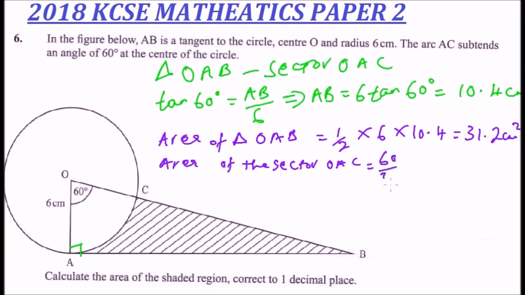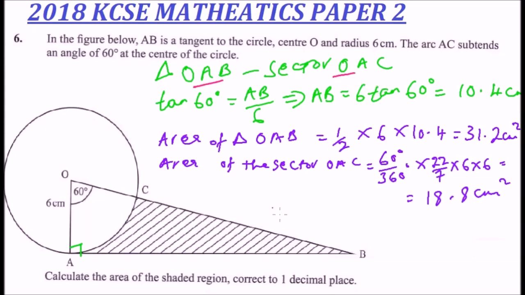60 divided by 360 degrees, you multiply by pi, which is 22/7. You multiply by radius squared, that is 6 times 6, and you should get 18.8 centimeters squared. So having obtained the area of the sector, we can now get the area of the shaded region, which is equal to the area of triangle OAB minus the area of sector OAC.